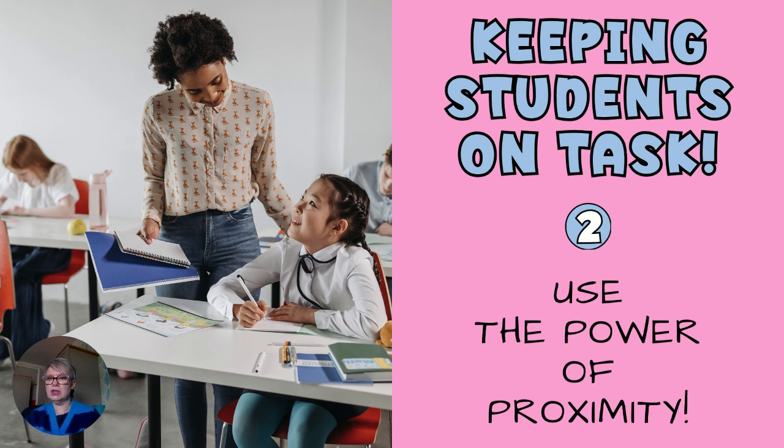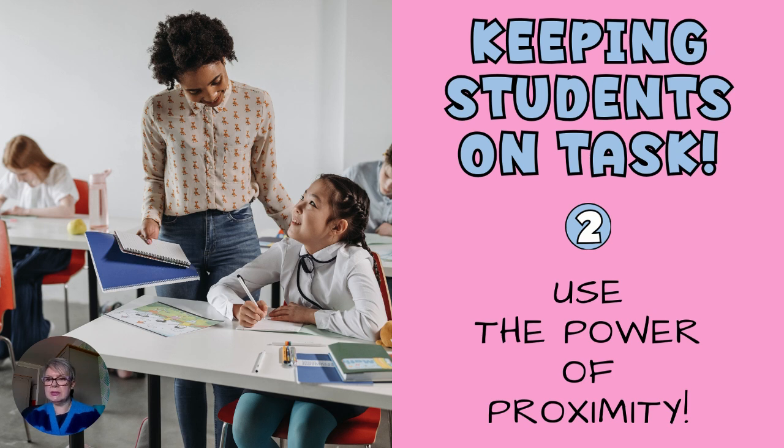Keeping students on task, number 2: use the power of proximity. Now, why does this work? When a TA is physically present near students, it acts as an invisible nudge to stay on task. Many children will naturally refocus when they feel an adult nearby. So, how do you implement this? Well, you can move around the room. Instead of staying in one spot, walk between tables and check in with different students. Your presence alone reduces distractions.